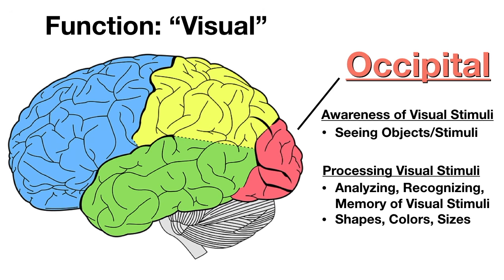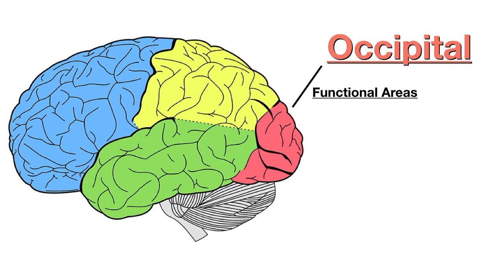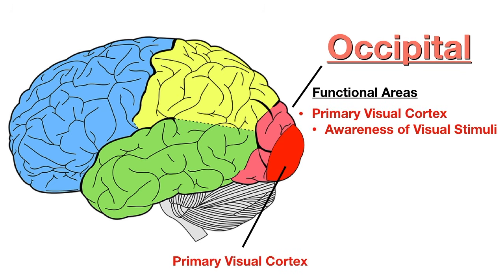Again, there's specific cortical areas within the occipital lobe that correlate with these functions, and we're going to talk about those now. Similar to how there was a primary cortex in both the frontal and parietal lobes, we're going to see another primary cortex in the occipital lobe. This time it's going to be the primary visual cortex. Remember, it was the primary motor cortex in the frontal lobe and the primary somatosensory cortex in the parietal lobe.